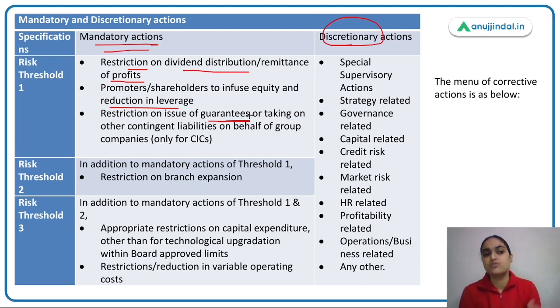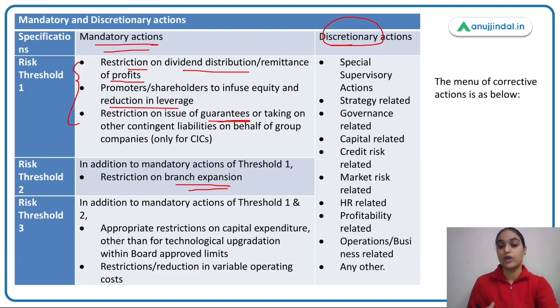So ये कुछ mandatory actions हैं जो आप पे लिए जाएंगे अगर आप risk threshold 1 को breach कर रहे हो. Then if you are breaching the second risk threshold, then all these actions which are taken under the first breach of first risk threshold will be taken, plus one additional action will be taken. So pehle jo ye teen restrictions lagaye gaye the, ye to lagenge hi agar aap second risk threshold ko breach kar rahe ho. Iske sath sath ek aur mandatory action jo RBI impose karega wo hai ki aapki branch expansions pe bhi restrictions laga diye jayenge. You cannot expand your business, expand your branches.